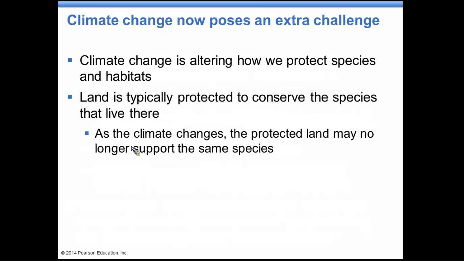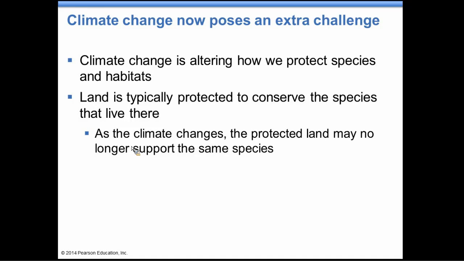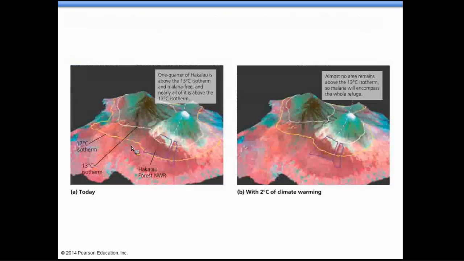So another challenge that we're going forward with here is climate change, and it's altering how we protect species and habitat, because land is typically protected to conserve the species that live there. However, with climate change, the protected land may no longer even be suitable for these species. So we might have to think years ahead, where we have to find land that they might move to, and we might have to decide if that's suitable. And this really does introduce a huge extra challenge that we will have to think about more in the future.